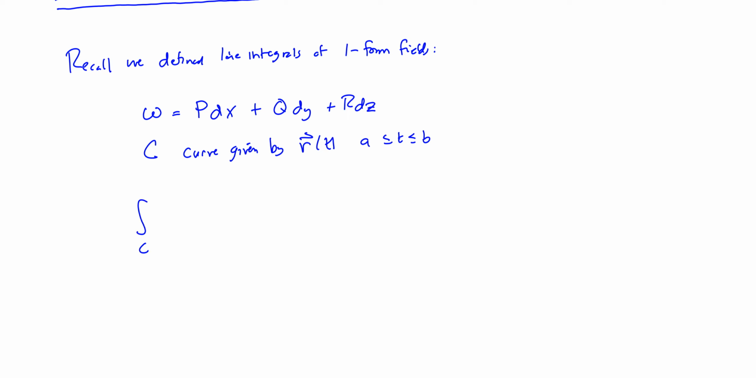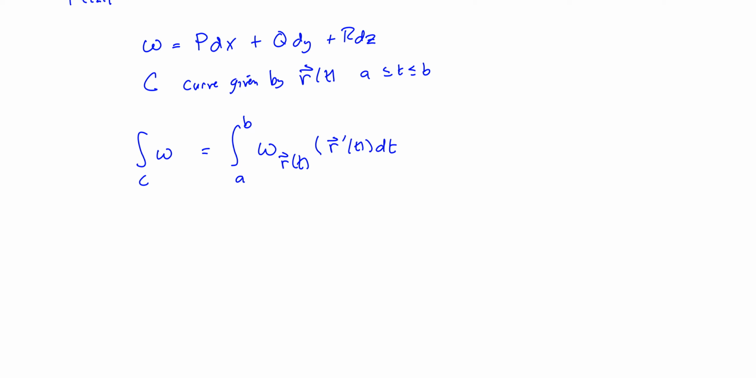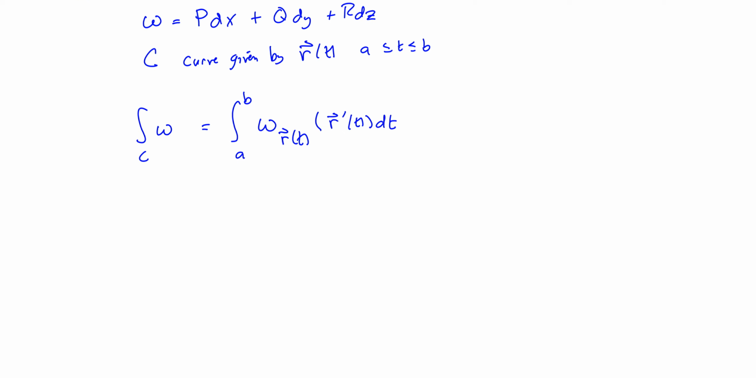Then we define the integral over C of our 1 form field omega to just be the integral from a to b of omega. And remember, we wrote omega sub r of t, but we're thinking of the r of t as a point. So this becomes then a 1 form, and then we evaluate this at the vector r prime of t dt. Okay, so here, recall, we think this part here is we're abusing notation and viewing this as a point.